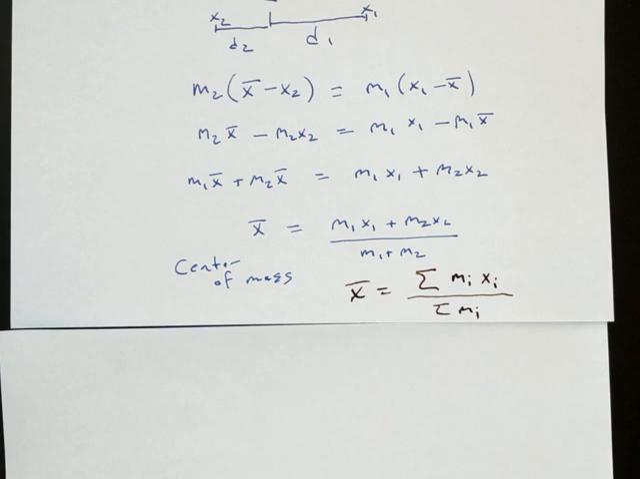Move from one dimension to two dimensions. What if instead of just having weights in a line, I have weights spread out in the XY plane?